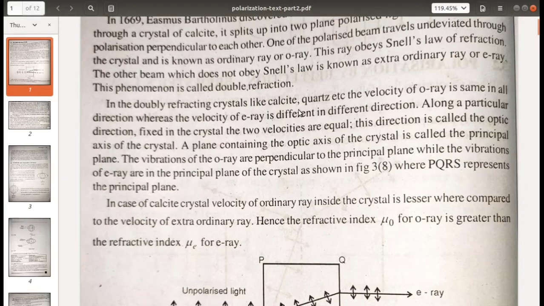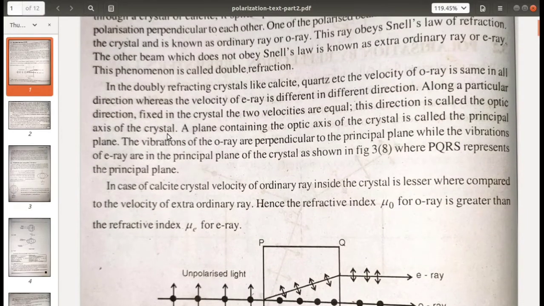In doubly refracting crystals like calcite, quartz, etc., the velocity of the ordinary ray is the same in all directions, whereas the velocity of the extraordinary ray is different in different directions. Along a particular direction fixed in the crystal, the two velocities are equal. This direction is called the optic axis of the crystal. A plane containing the optic axis of the crystal is called the principal plane. So the velocity of the ordinary ray is the same in all directions, but that of the extraordinary ray is different in different directions. But if we fix some direction in a crystal, then the two velocities will be equal, and that direction is called the optic axis of the crystal.